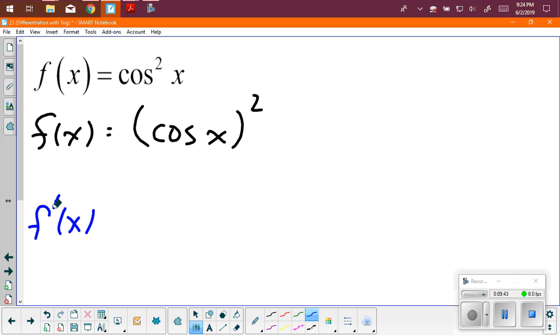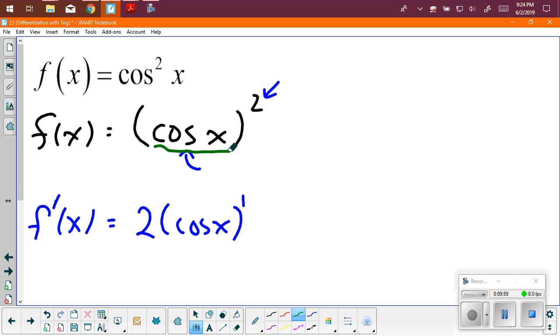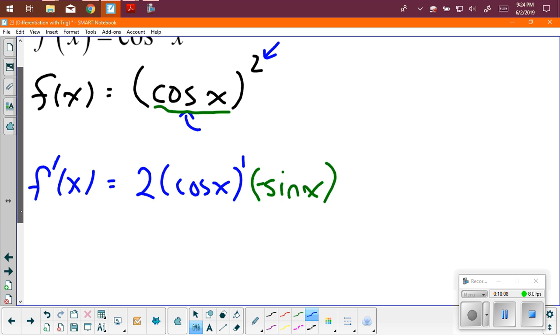My outer function is something squared, and my inner function is cosine. So the derivative is something squared, well, that's 2 times that something, and drop the power by 1. And now for the derivative of the inside, the derivative of cos is negative sine of x. Okay, let's do some tidying.